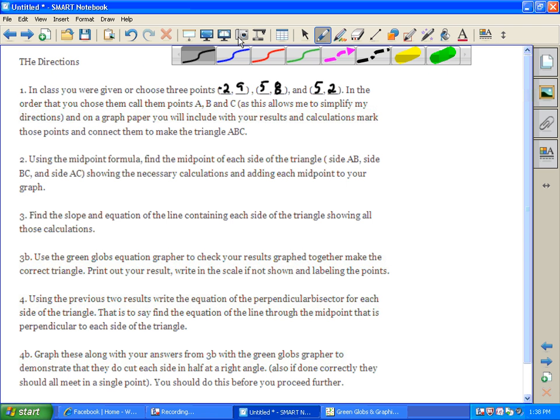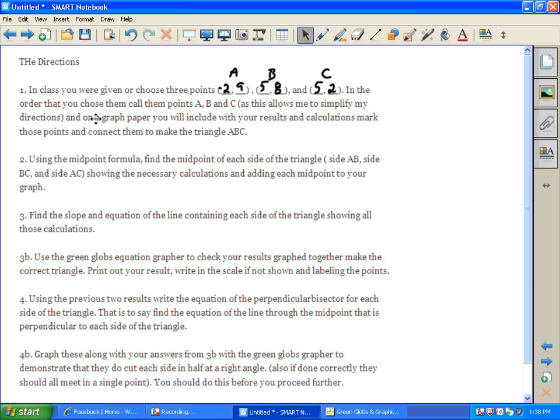In class, you were given or chose 3 points. There they are. In the order that you chose them, call them A, B, and C. So I'm going to call this one A, B, and C. This is just so I can generalize the directions for any points that you're given.